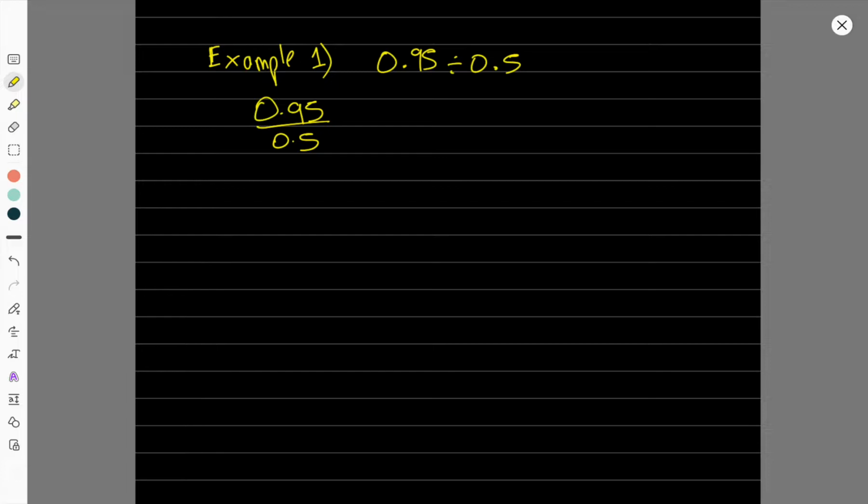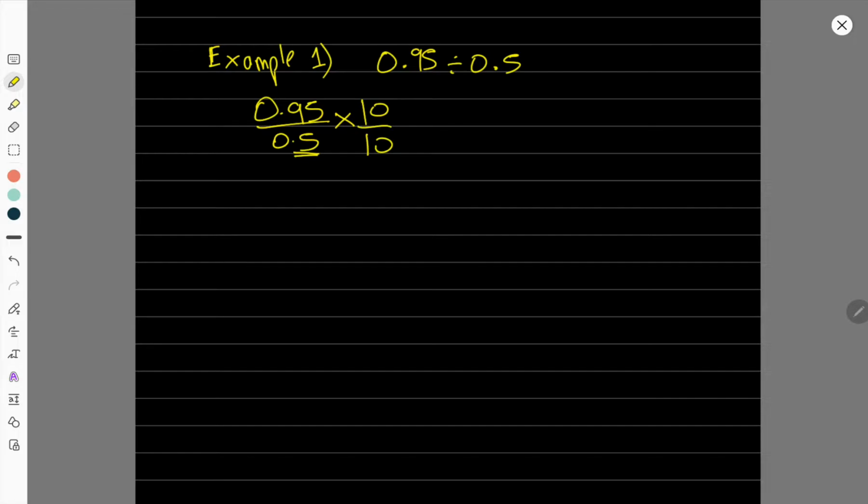If you look at the denominator, I have one decimal place. So if I have one decimal place, I'm going to multiply both the numerator and the denominator with 10. Keep this in mind: we cannot have decimals in the denominator, so we have to get rid of this. The way we can get rid of this is multiplying both by 10, right, guys?